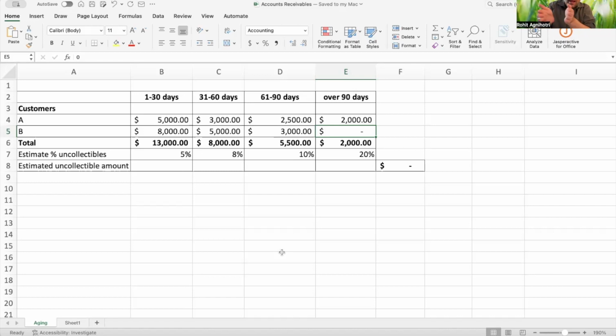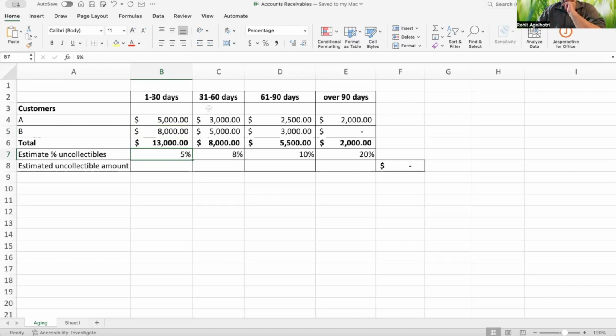The newer a balance is, so for example, these balances of $5,000 and $8,000, they're very, very new. They are less risky. There is a very, very high chance that you will get these payments. So as a manager, based on your experience, you will denote the risk percentage. You will say, well, based on my experience, for the amount that is the newest, 5% of this amount is not going to get paid. So 5% out of the total amount is not going to get paid.